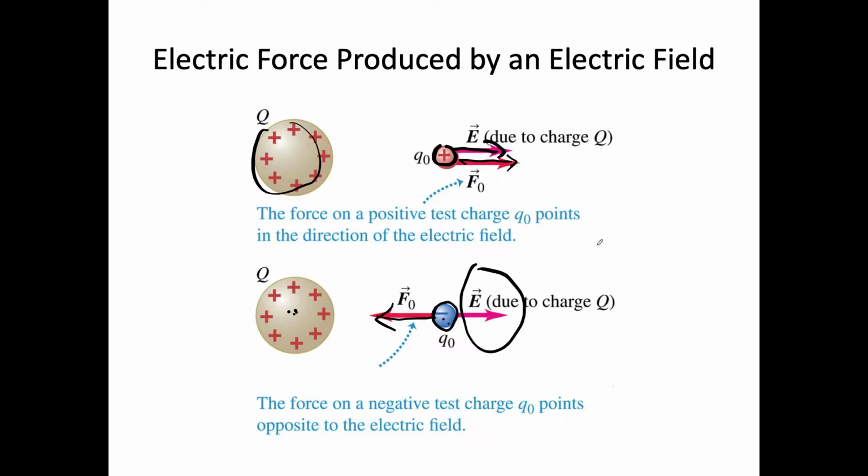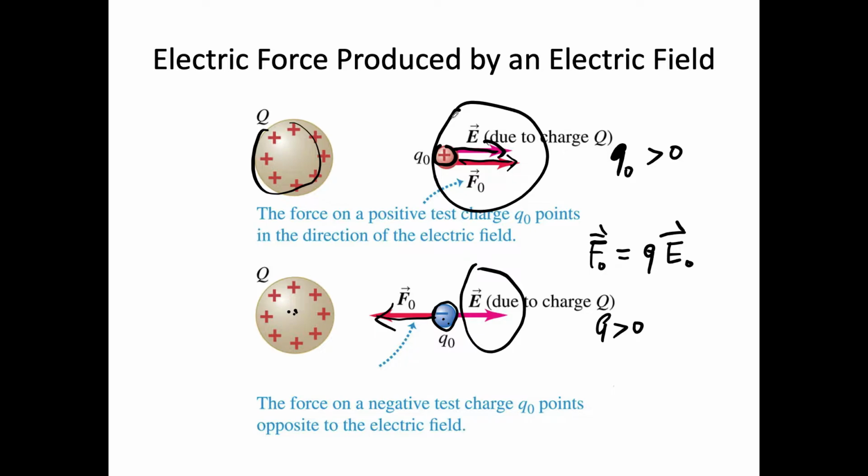Now remember the equation we have is F0 equals Q0 E. So if your Q is positive, then F is in the same direction as E. If your Q0 is negative, then your F is Q0 E, right? And the negative means your F is going to be in the opposite direction of E if your Q0 is negative.